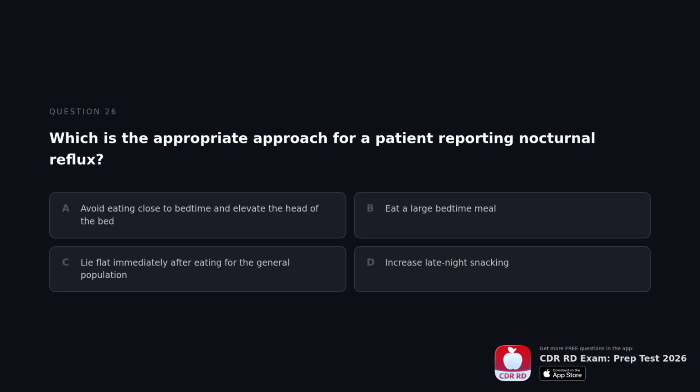Which is the appropriate approach for a patient reporting nocturnal reflux? A. Avoid eating close to bedtime and elevate the head of the bed. B. Eat a large bedtime meal. C. Lie flat immediately after eating for the general population. D. Increase late-night snacking.